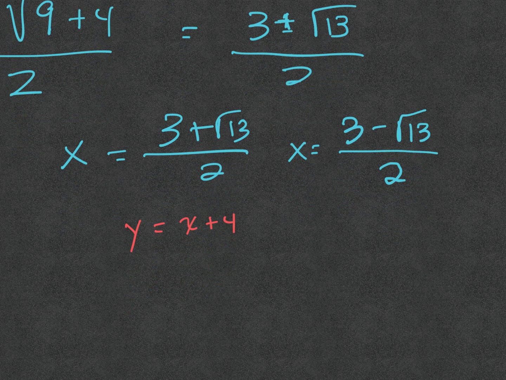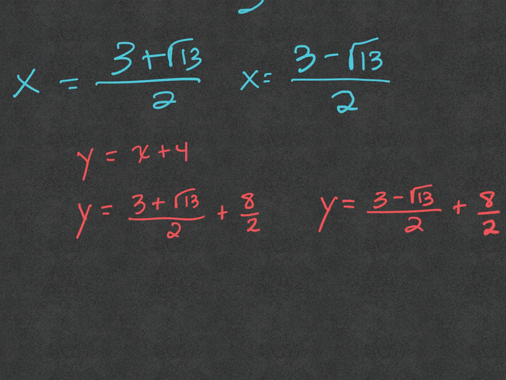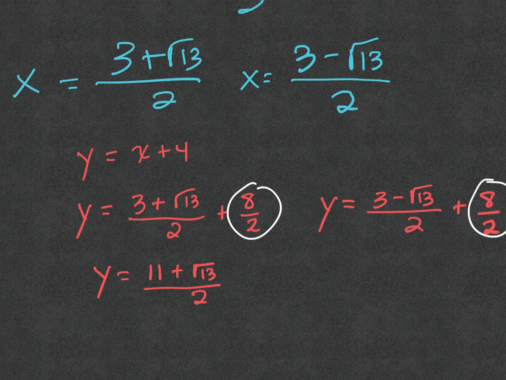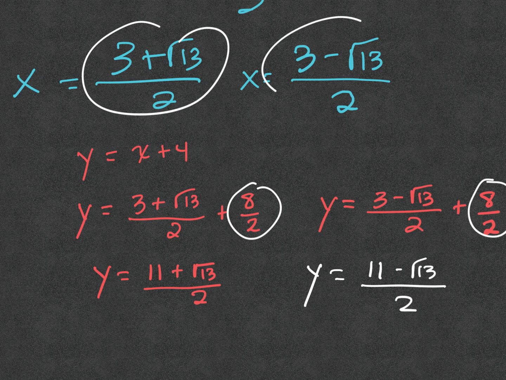So when we add 4, what are we doing? We get y equal to 11 plus root 13 over 2, because the 4 is 8 over 2, which turns into an 11 in the numerator. And y equal to 11 minus root 13 over 2. That's simply it, okay? And then we have these two x's and these two y's.